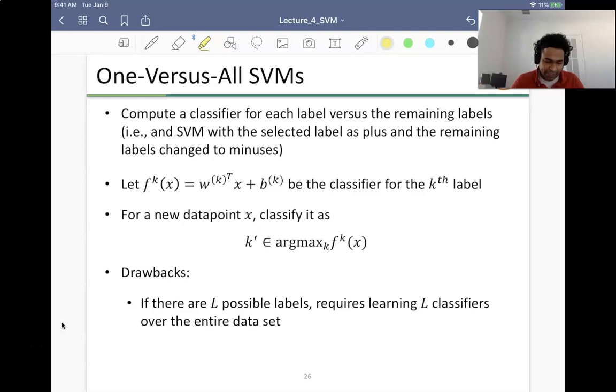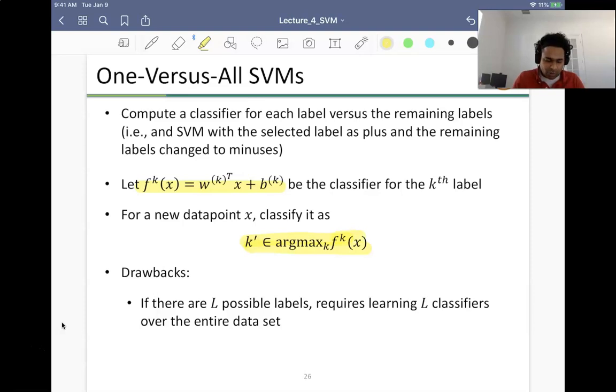So the idea is that I have a classifier, and I try to classify each label versus the remaining labels. So it's one versus all, one versus rest, really. I take the label and all the remaining labels and do a binary classification. So for each class, I have W_k transpose x plus b_k, and then I can classify by taking k prime equal to argmax.